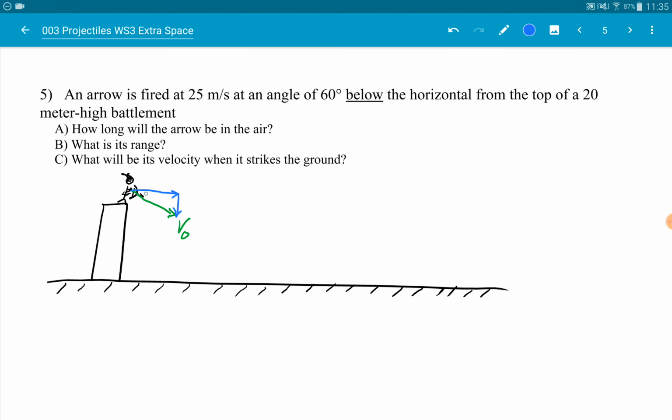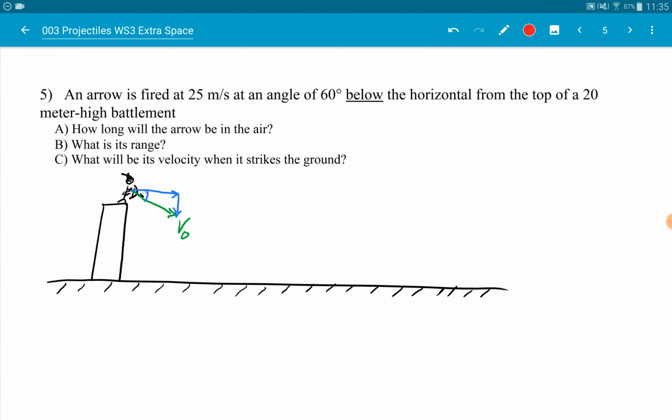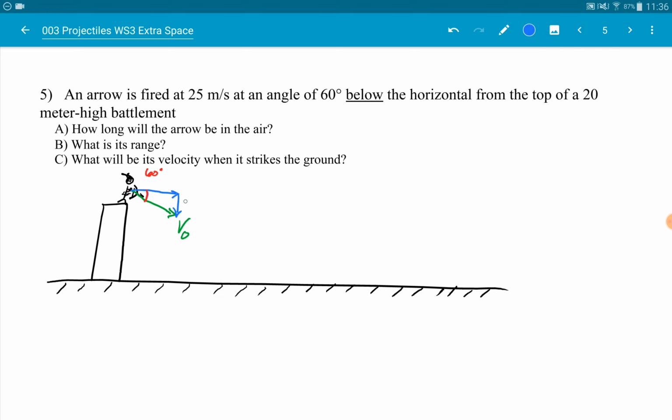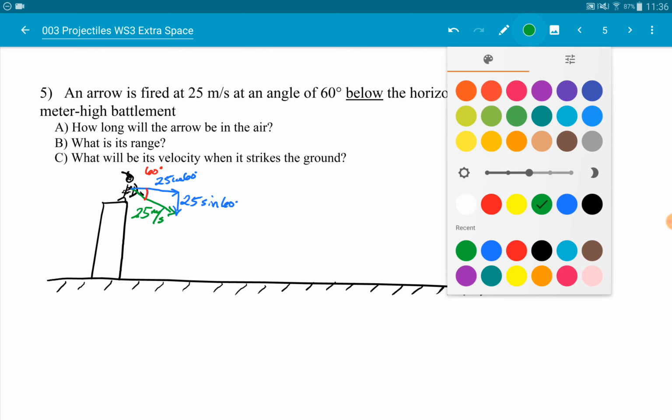25 meters per second. So if this is the angle right there, I should do that in a different color. If that's the angle right there, that's 60 degrees. I guess I should have drawn it at a steeper angle, but it's all right, I've already labeled it. And this one is 25 sine of 60 degrees, and this one is 25 cosine of 60 degrees. And I can label the green one as 25 meters per second. Notice I don't label the 25 meters per second positive nor negative, as it's going in two directions, and that's why we do the component vectors in blue.